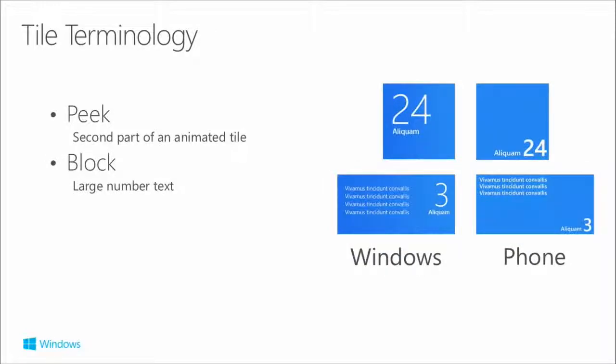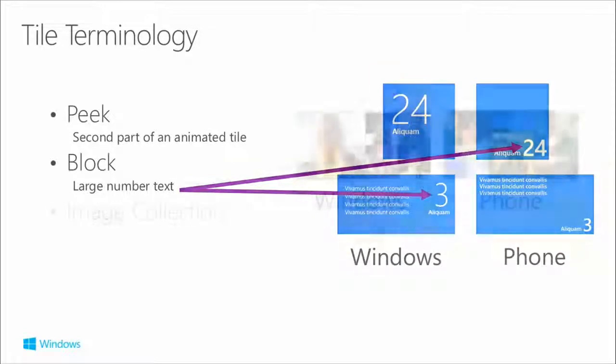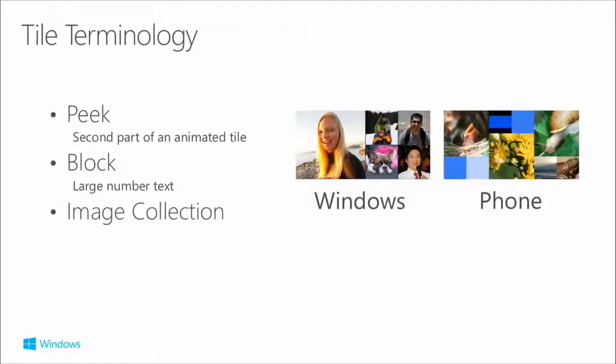Block means a large number text, and so that's going to be the 3 here and there, or the 24 is the block. It's rendered differently on Windows than it is on Windows Phone. It's meant to give the best presentation on a tablet versus a phone. Then we've got image collections, and this is literally just a list of images that you're pointing your tile to.